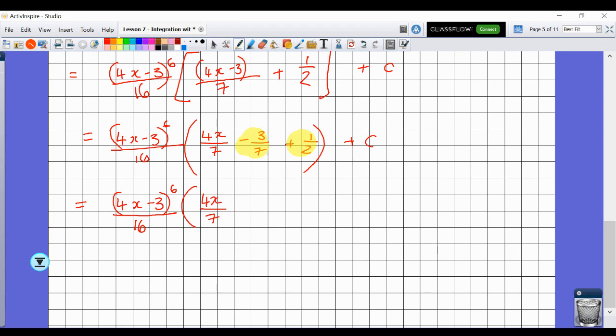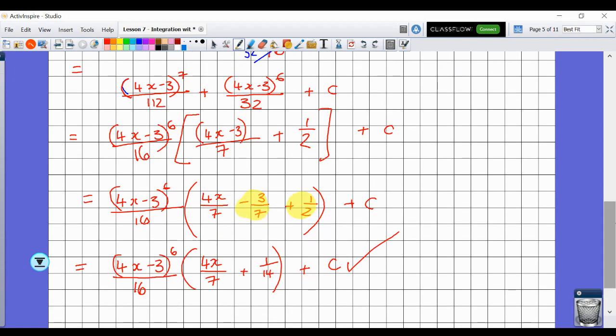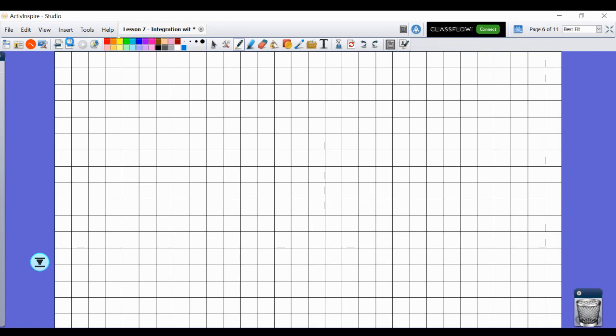So if you've got minus 3 over 7, you can just use your calculators for quickness. This just gives you plus 1 over 14. And then you're done. You've pulled out the highest common factor. You've simplified what's in the big square brackets, so then you are finished that one. Okay, on to number 4.